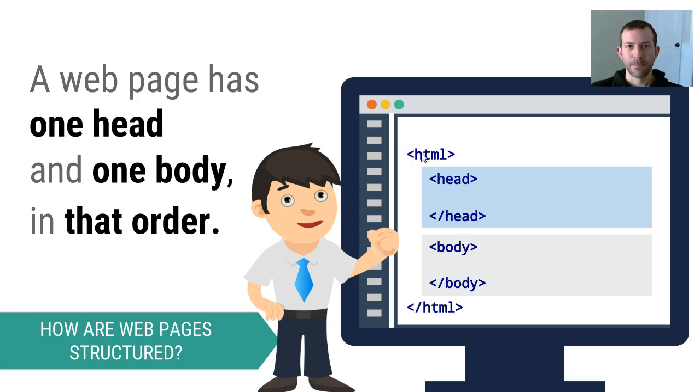Inside the root element, there is a head. That is an element with a starting and ending tag. And below that, there is a body. There's a starting and closing tag for that as well. So this is the anatomy, the basic structure of a web page. It's just like you. It has one head and one body in that order. The head and the body are contained within what's called the root element.